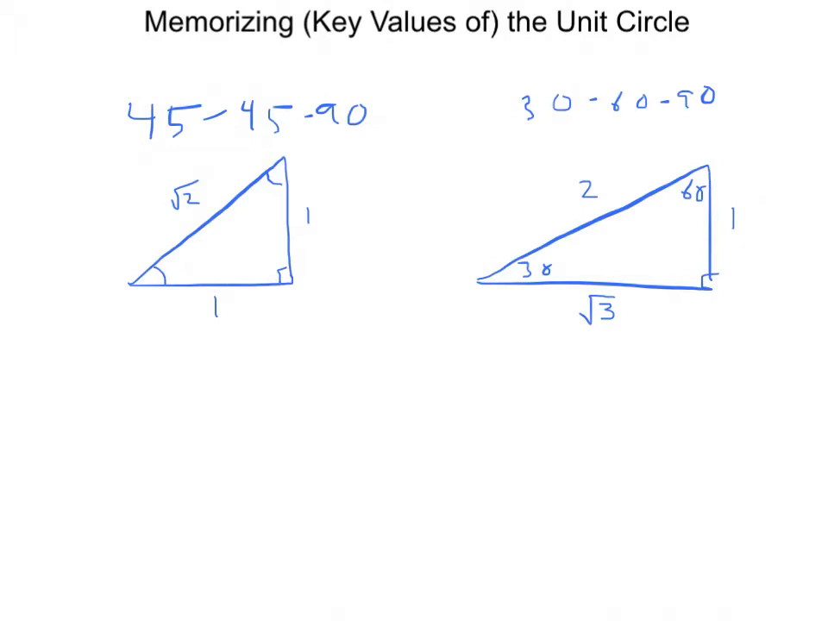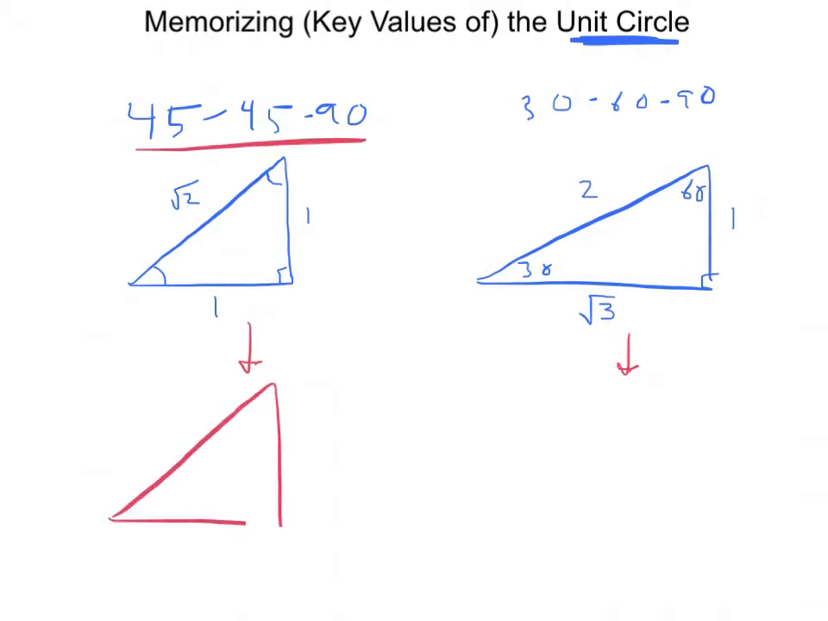Now, I'm going to be working with a unit circle. In a unit circle, I want my hypotenuse to be 1, and I think we talked about that in one of the previous videos. So I actually want to modify both of these. I want to scale both of these down. When I scale down the 45, 45, 90, I divide everything by the square root of 2, and what I end up with is this being 1, and each of these being 1 over the square root of 2, but 1 over the square root of 2 can be rewritten as the square root of 2 over 2.